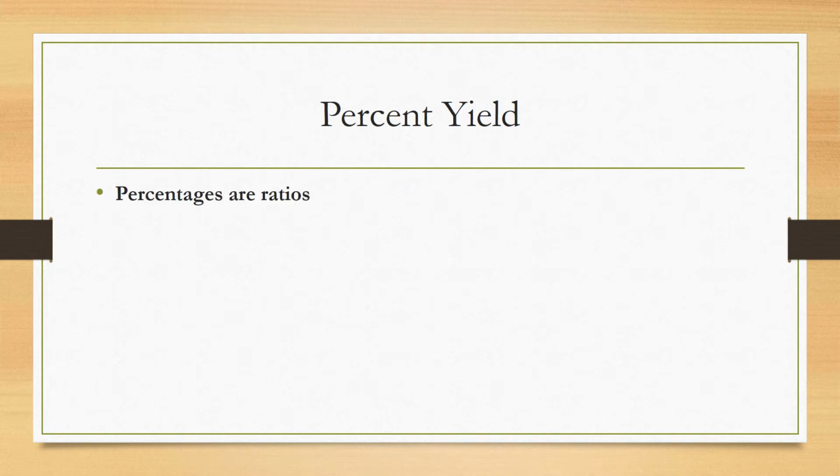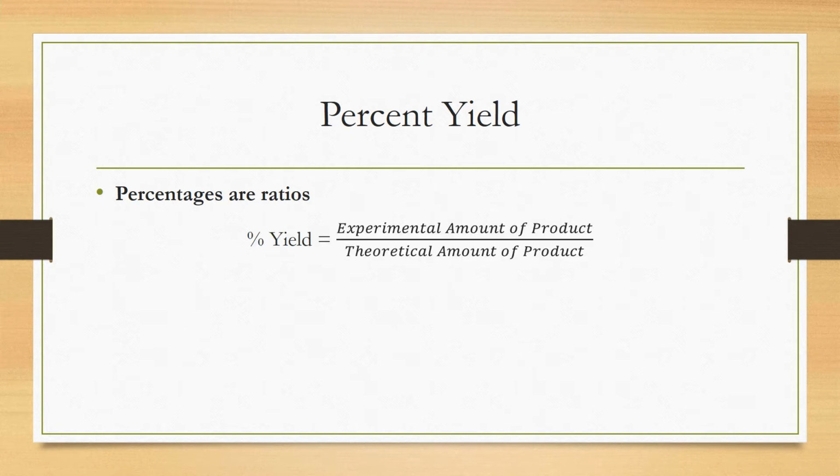Well, percent yield first and foremost is a percentage. And a percentage is simply a ratio. A ratio is like a fraction, so it needs to have 2 parts. In this case, a percent yield is made up of the following. An experimental amount of product is divided by the theoretical amount of product.